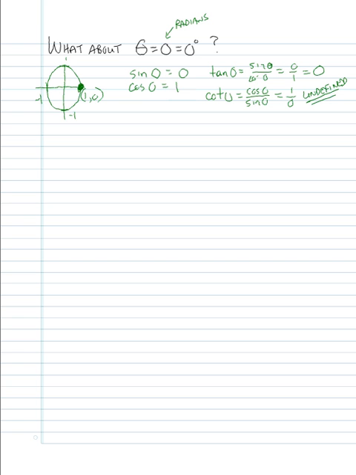And in a similar fashion, if we looked at the secant of 0, well, the secant of 0 is 1 over the cosine of 0. And of course, that's a 1, and so the secant of 0 is 1. Now the cosecant of 0 is 1 over the sine of 0. And since the sine of 0 is 0, this also is undefined.